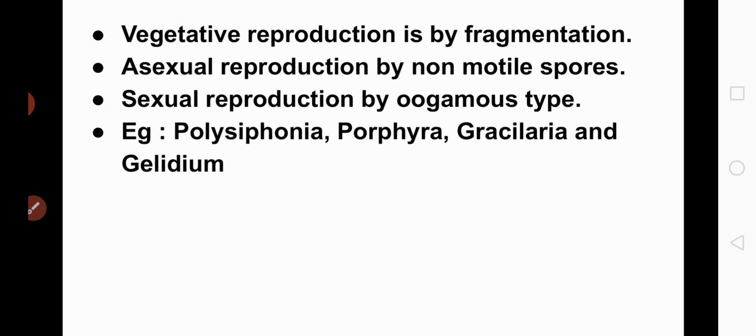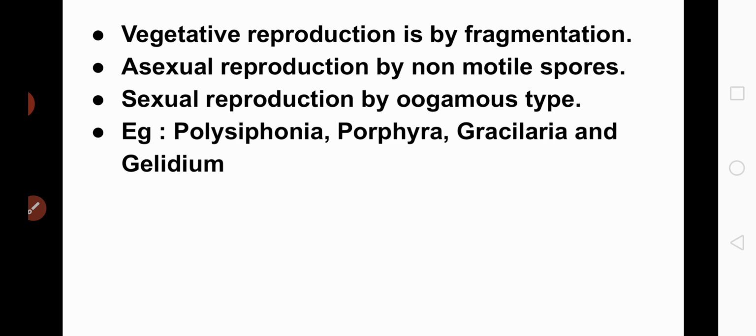Okay. And vegetative reproduction here takes place by fragmentation, and asexual reproduction takes place by the formation of non-motile spores. And sexual reproduction takes place by the fusion of gametes, and here the type of reproduction is oogamous. Understood? So the red algal members are mainly found in marine habitats. They have a red pigment, that is R-phycoerythrin, and they are multicellular in nature. They store food in the form of Floridean starch. It is a form of complex carbohydrate.